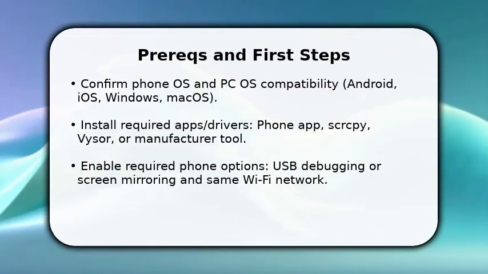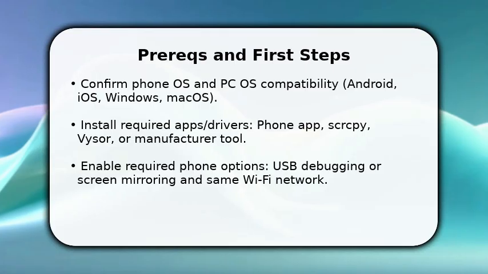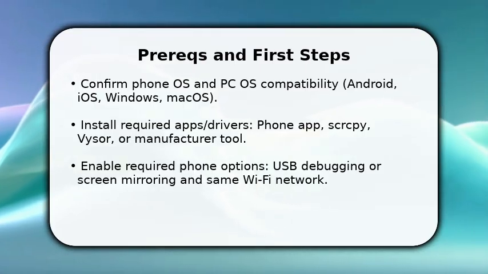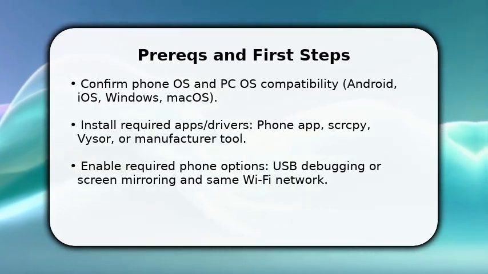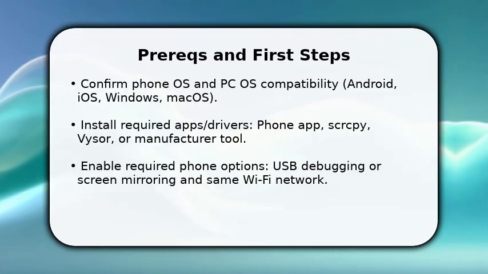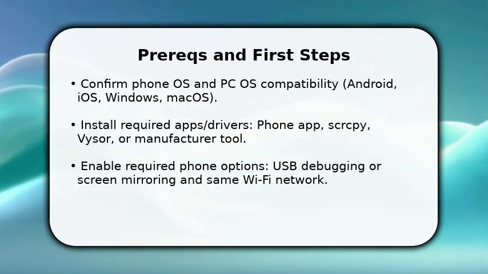You start by confirming compatibility and gathering tools. First, check your phone OS and PC OS so you pick the right method. SCRCPY for Android, AirPlay for iPhone, or vendor software for some phones.